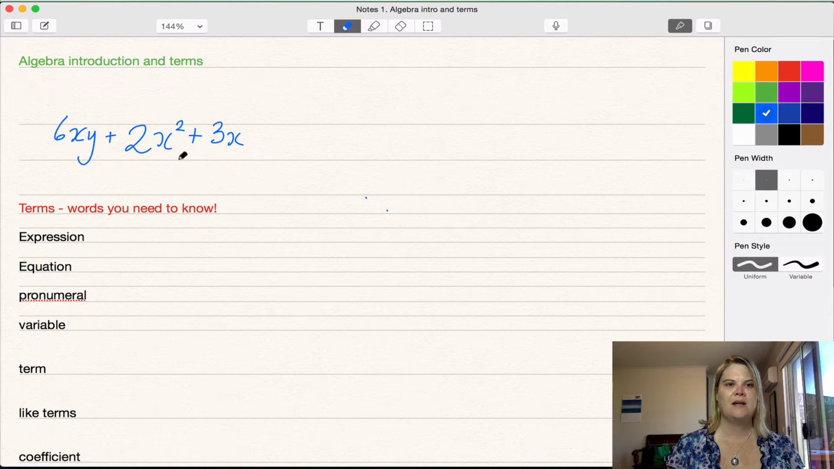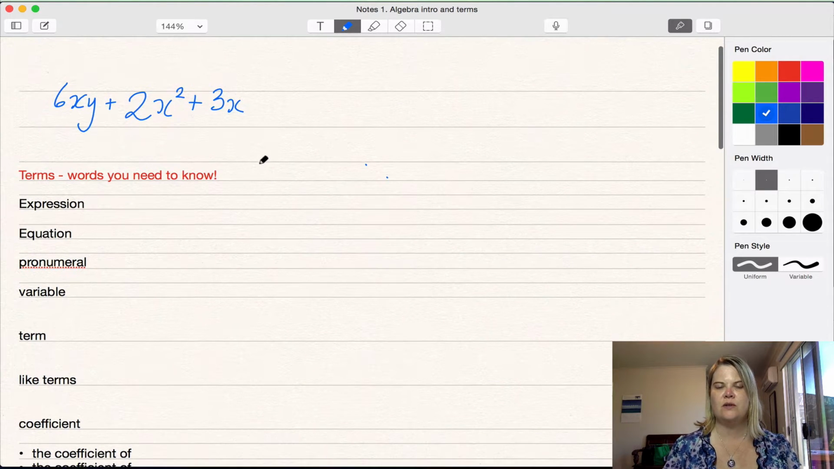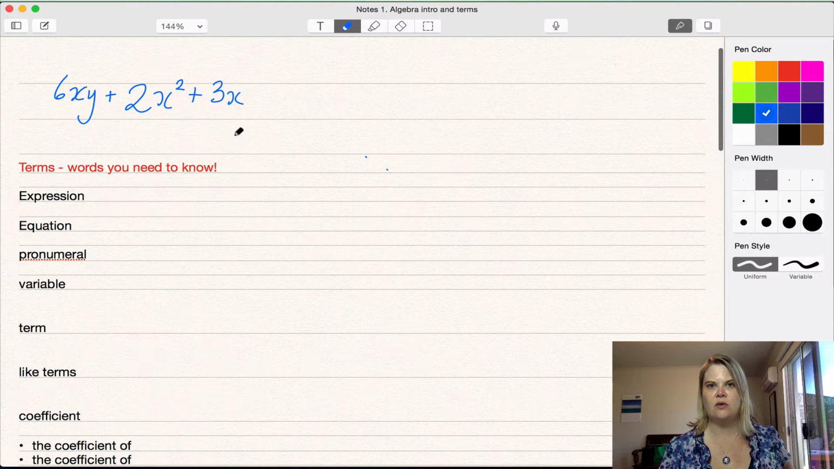Now I've started out here with an example written out for you, and we're going to use this example to talk about the different terms that you need to know. These are words that you will need to know the meaning of, so you want to make sure that you get these down in your summary book.